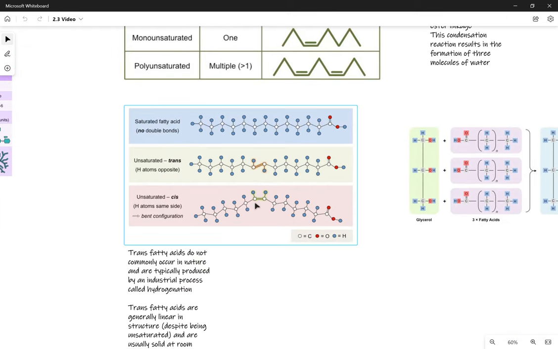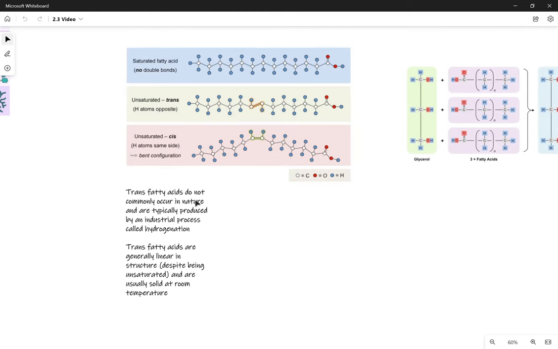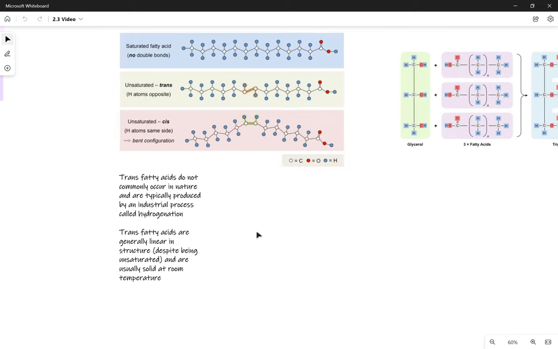There's different types of double bonds in a fatty acid chain. As you can see here, trans is where the hydrogens are bonded to opposite sides of the double bond, and cis is where they're bonded to the same side of the double bond. Trans fatty acids do not occur commonly in nature and are produced by industrial processes called hydrogenation, and they're generally linear in structure.